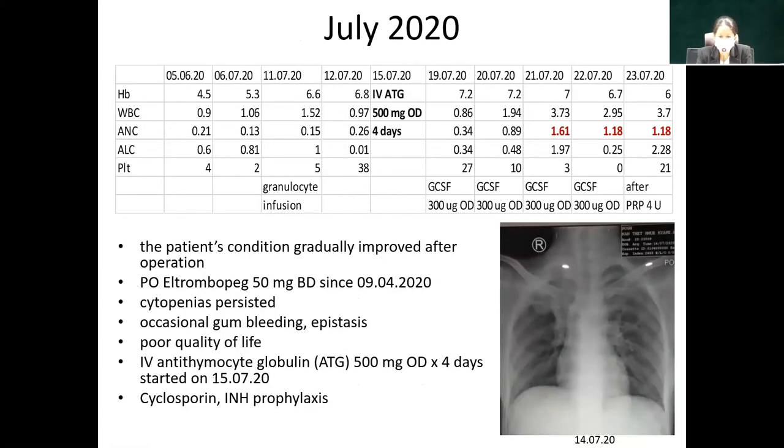The patient's condition gradually improved after operation, but her cytopenias persisted, not responding to thrombopoietin receptor agonist, and she experienced occasional gum bleeding, epistaxis, and she had poor quality of life. So we decided to give her immunosuppressive therapy for aplastic anemia. So on 15 July 2020, we started infusion of antithymocyte globulin low dose together with prednisolone, cyclosporin and INH prophylaxis. After ATG, with support of granulocyte growth factor, absolute neutrophil count improved.